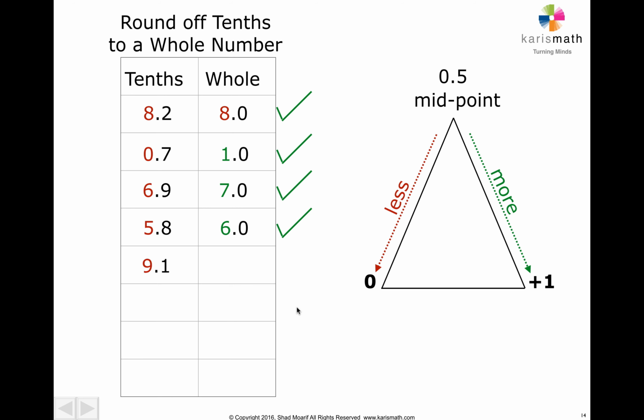What about 9.1? Very good. It'll be just 9 whole. Rounds off to 9. What about 4.4? Well, it rounds off to 4. Very good. You're getting the idea. What about 0.2? Excellent. It'll just round off to 0. And 0.5. What does this round off to? 1. Very good. You got the idea.